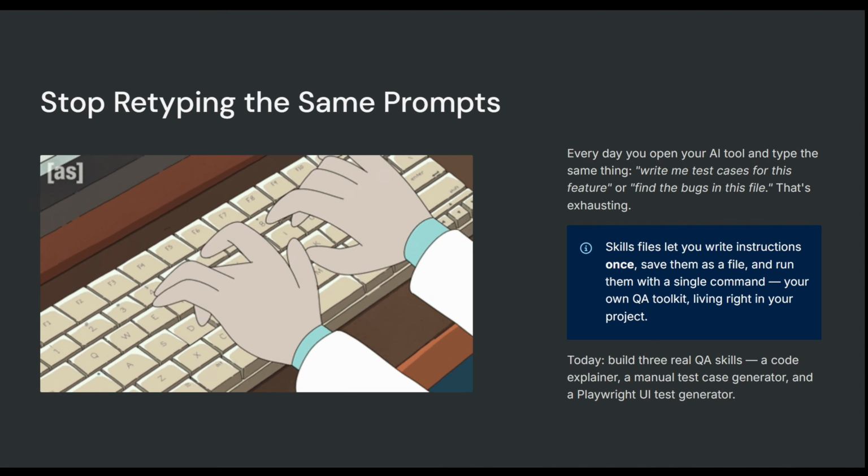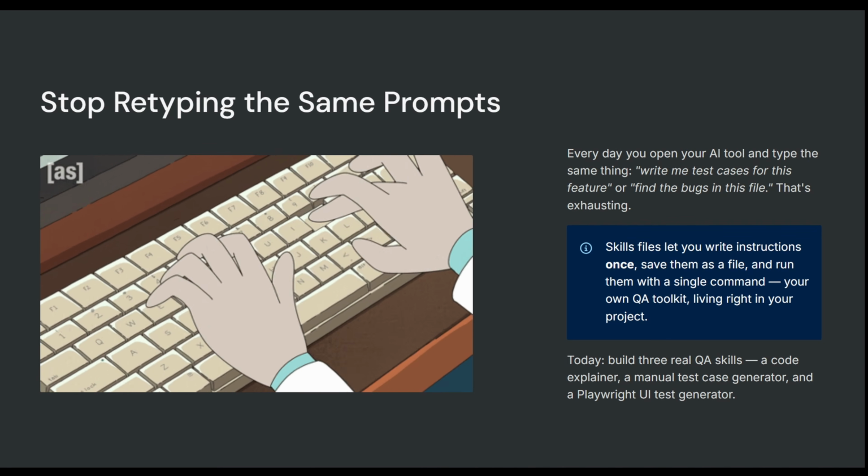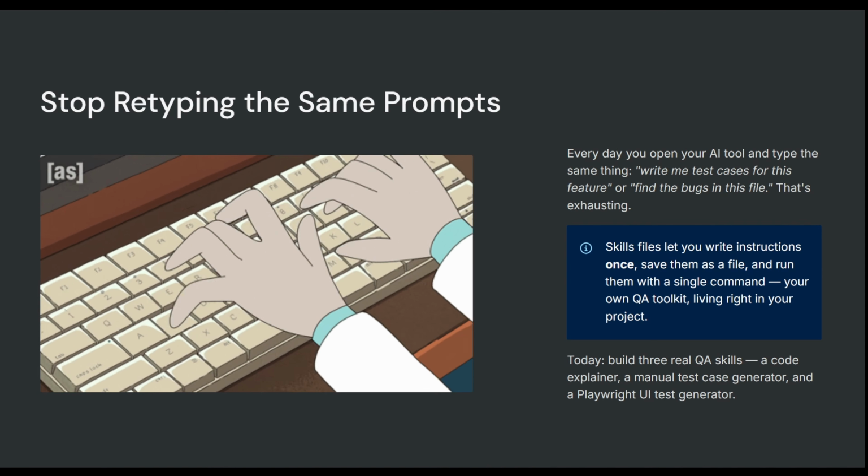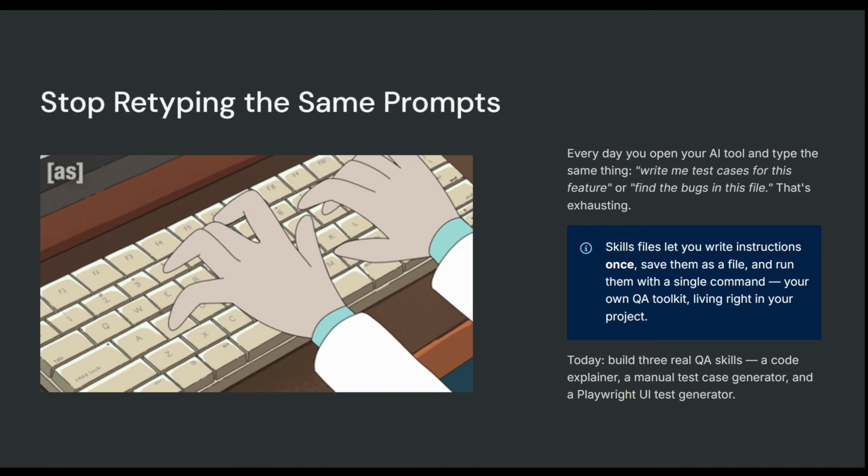But here's the thing. There's a feature in Claude Code called skills files. And what that means is you can write your instructions once, save them as a file, and then run them with a single command whenever you want. You're basically building your own little QA toolkit that lives right in your project.